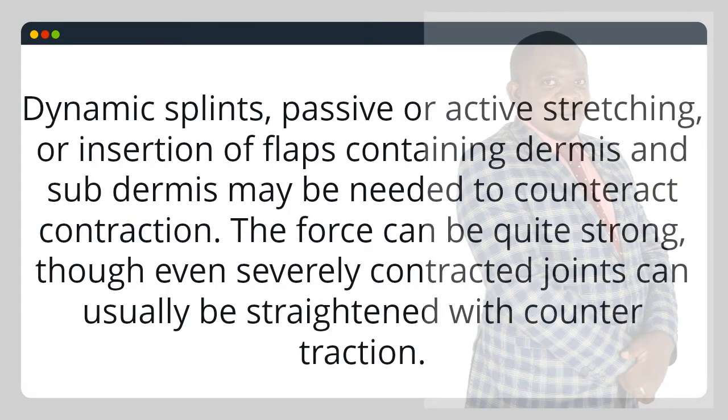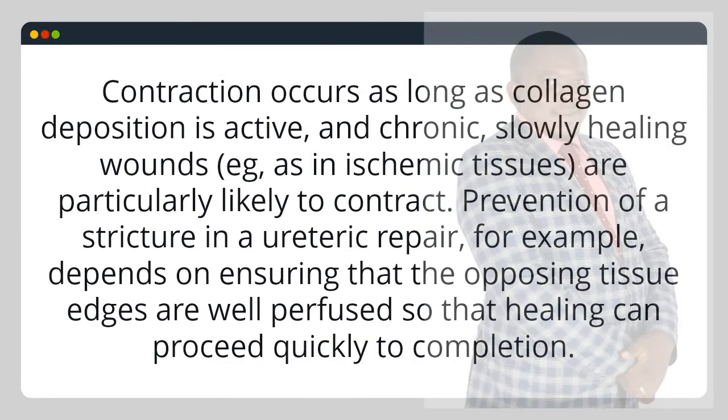Dynamic splints, passive or active stretching, or insertion of flaps containing dermis and subdermis may be needed to counteract contraction. The force can be quite strong, though even severely contracted joints can usually be straightened with counter-traction. Contraction occurs as long as collagen deposition is active, and chronic, slowly healing wounds, as in ischemic tissues, are particularly likely to contract. Prevention of a stricture in a ureteric repair, for example, depends on ensuring that the opposing tissue edges are well perfused so that healing can proceed quickly to completion.